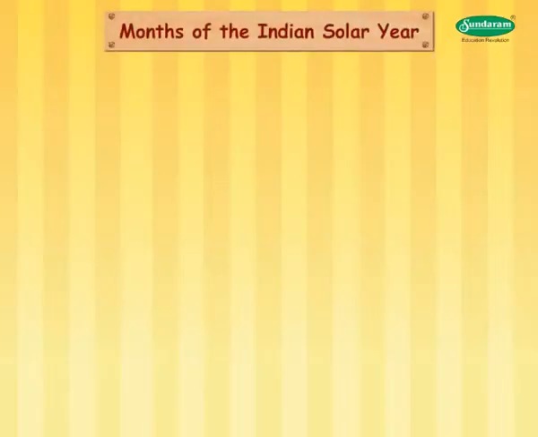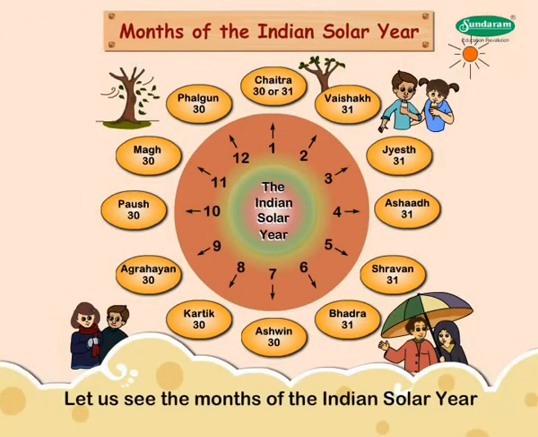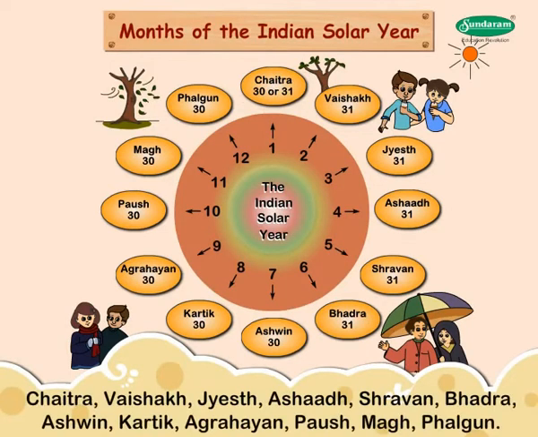Months of the Indian solar year. Let us see the months of the Indian solar year. Chaitra, Vaishakh, Jyesht, Ashadh, Shravan, Bhadra, Ashwin, Kartik, Agrahayan, Paush, Magh, Phalgun.